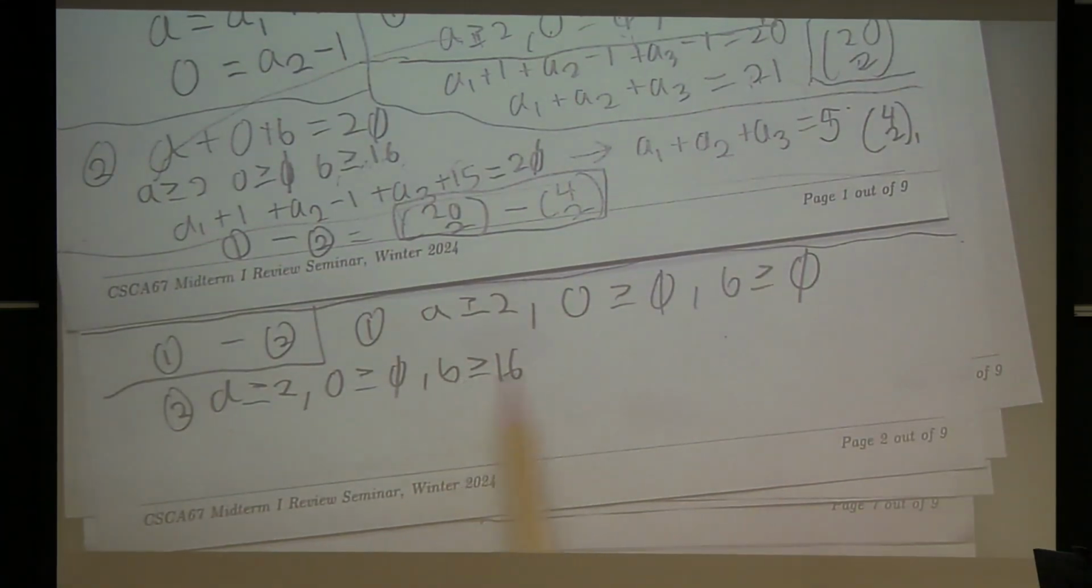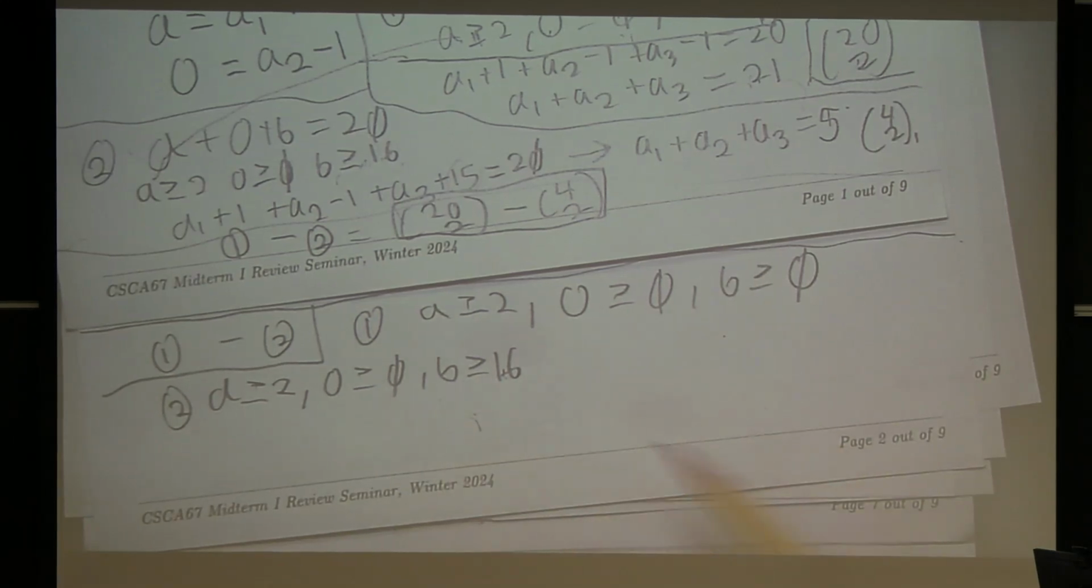So with these restraints, with b greater than or equal to 16, we have all solutions that have bananas being greater than or equal to 16. We have more than 15 bananas here. Does that make sense for equation 2?